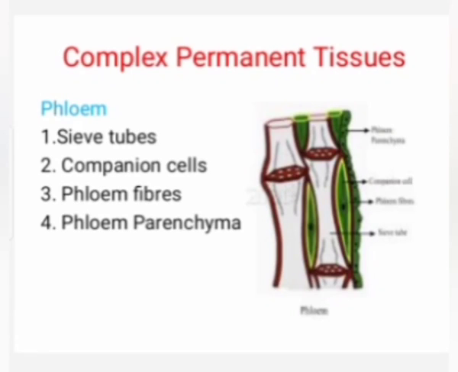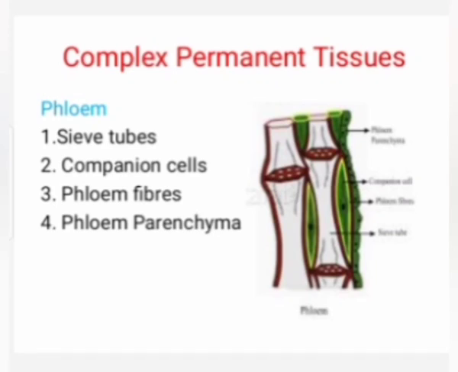Phloem is a food conducting tissue. It transports the food prepared in the green parts of the plant to all other regions. Phloem tissue consists of four types of cells: 1. Sieve tubes, 2. Companion cells, 3. Phloem fibers, 4. Phloem parenchyma.